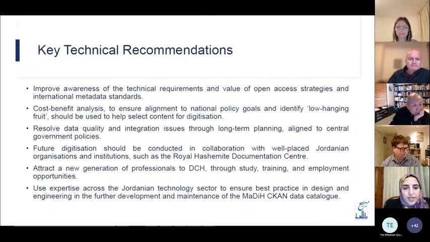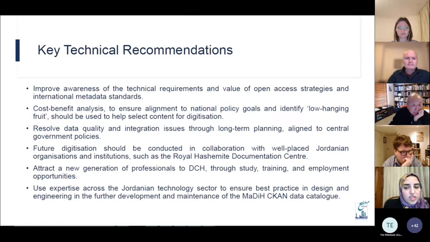The awareness of the technical requirements and value of open access can support the technical development of the MaDiH SICAN repository. Of course, cost-benefit analysis will help the engagement of the project within the national policy goals. The data quality and integration issues should be considered in the long-term planning of the project.